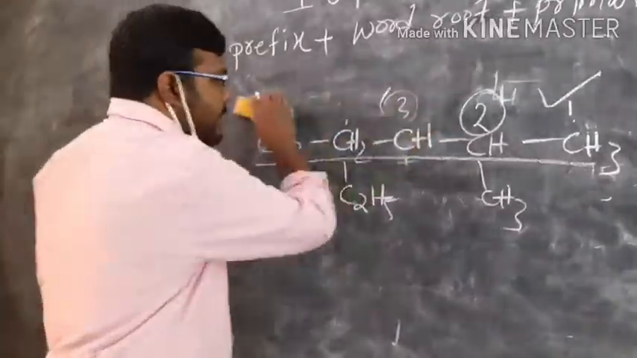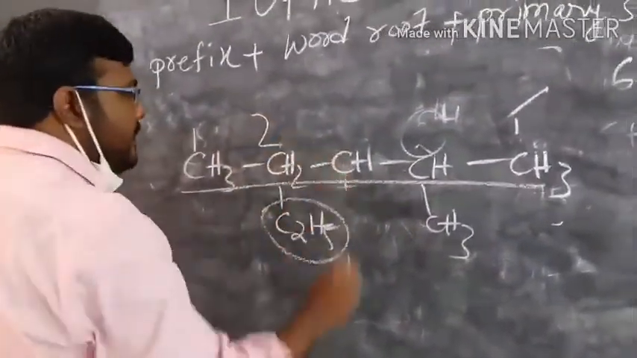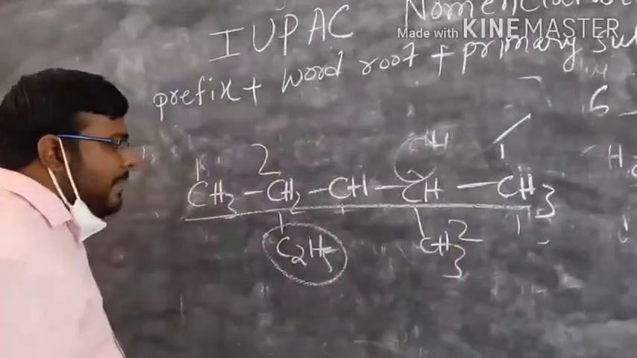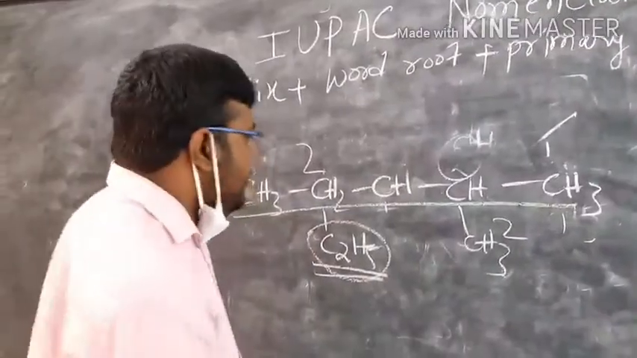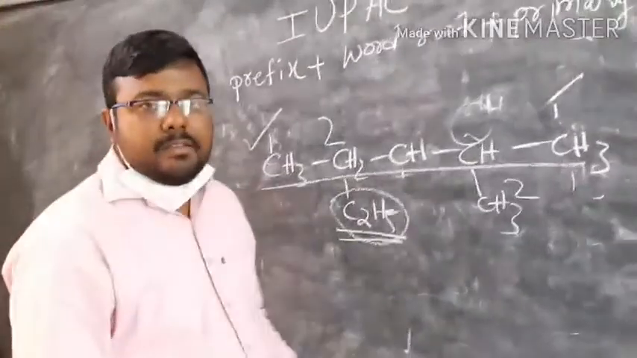Suppose here ethyl is there. That means at position 2 we are getting ethyl. And if we start from this side, at position 2 we are getting methyl. But as ethyl, E, is alphabetically earlier than methyl, M, we have to follow the numbering of this series.